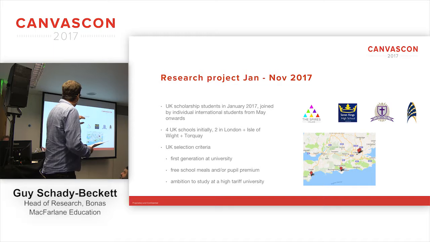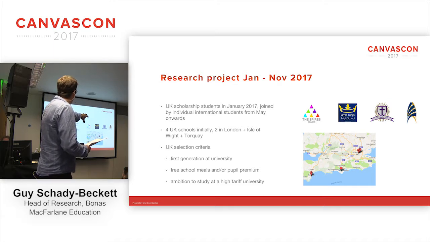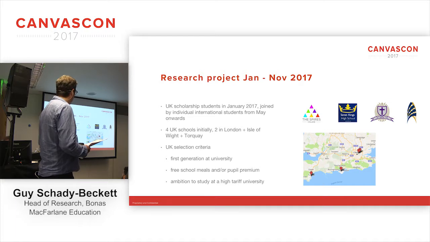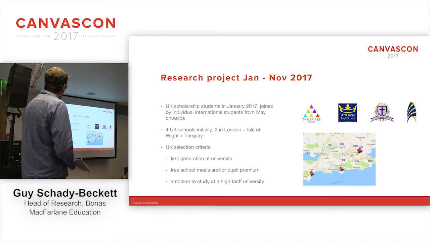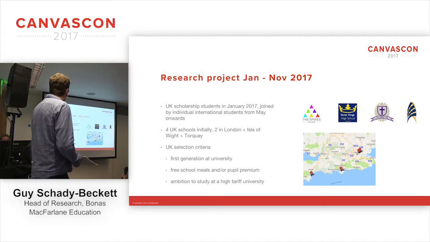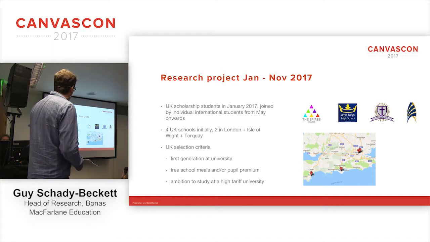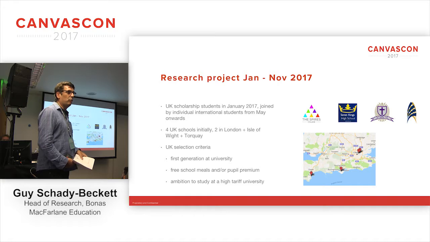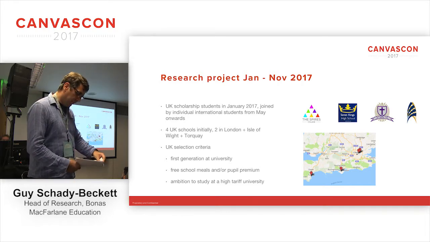Our initial group of scholars came from 4 schools. This coming year, we're going to expand that into more schools. If anyone wants to have kids taking part, they can come and talk to me about it. The scholars have to be first generation at university, so their parents didn't go to university, free school meals, pupil premium, and they want to study somewhere complicated, like Oxbridge or LSE or something.